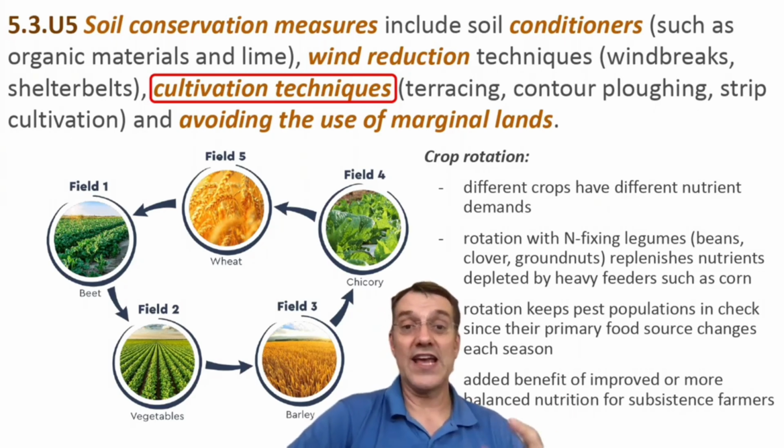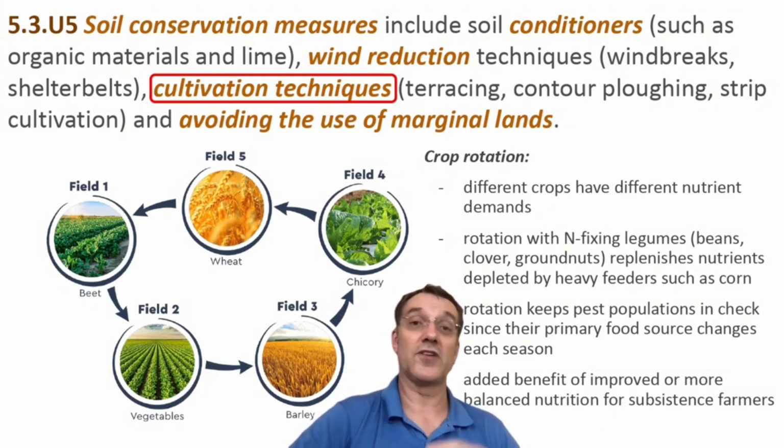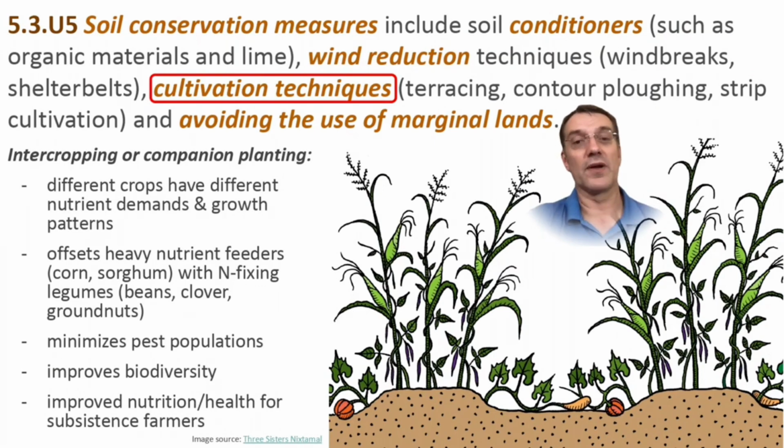Additionally, rotation disrupts pest cycles, and it helps improve nutrition for subsistence farmers. When we disrupt those pest cycles, it also reduces the need for farmers to buy and apply pesticides. So it becomes more sustainable from a biodiversity perspective, and it also becomes more economically sustainable, particularly for your subsistence farmers. Companion planting, or intercropping, takes this concept further.